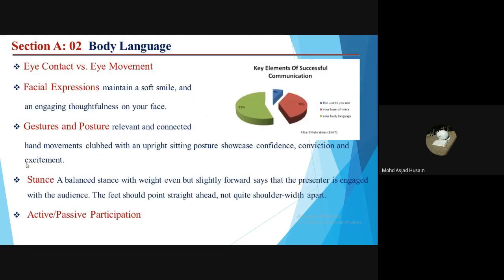Next is section A, subsection 2: body language. Eye contact versus eye movement. In an offline real world conference, eye contact is very important. But in an online conference, eye contact becomes almost negligible. You don't know who is listening to you or if there is anybody there or not. So eye movement becomes important. Eye movement, though it is part of your facial expression, becomes very important. You have to be loud in your eye movement so that others who are watching your video can understand what you are trying to convey.